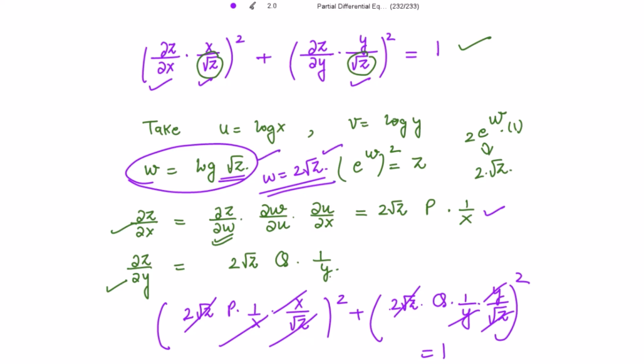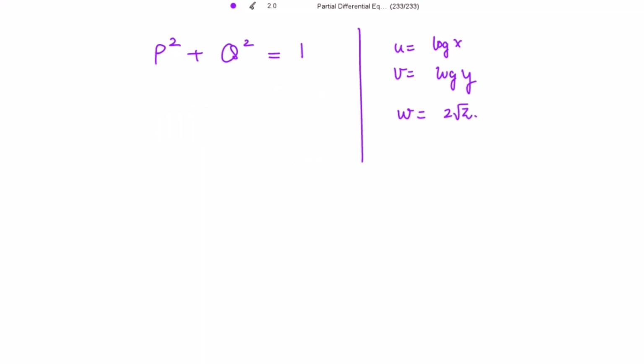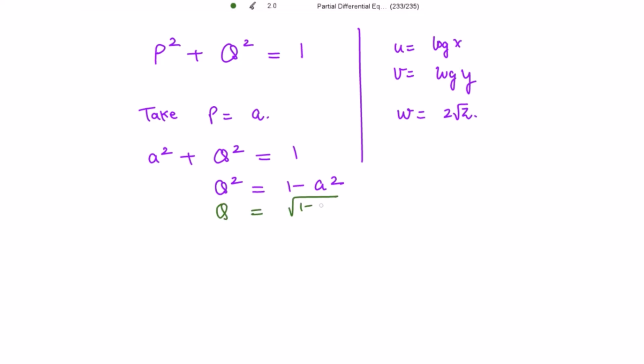You have to guess from your side. The values of u to be log of x, v to be log of y, and we have taken w to be equal to 2 root z for this equation. So now take p to be equal to constant a, and we have a square plus q square equal to 1, and q square is equal to 1 minus a square. So from here we get q to be equal to the square root of 1 minus a square.